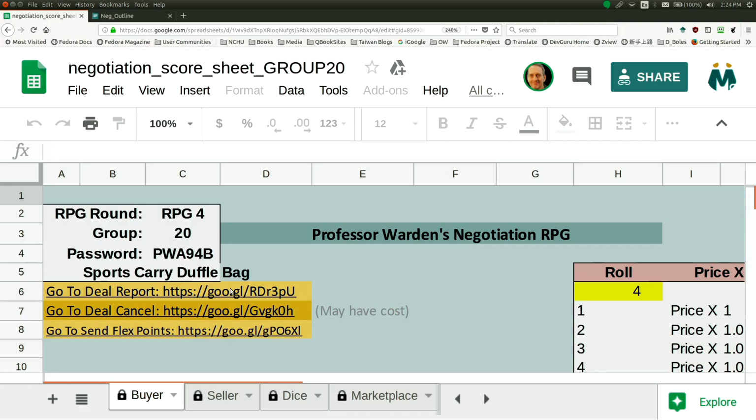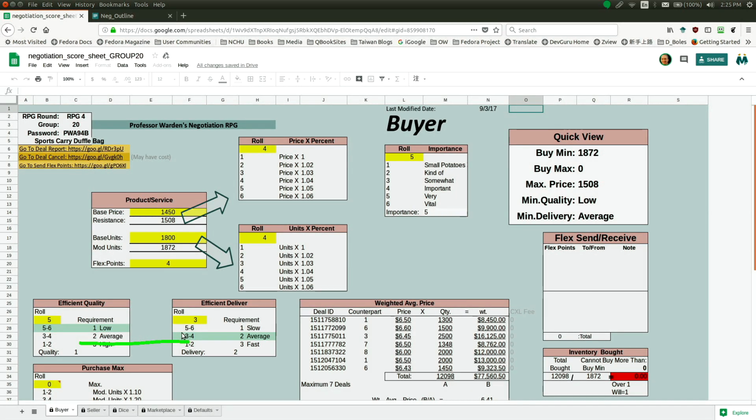So to use that, it's very similar to the cancel. You simply go up to the top of your game page, buyer or seller, and you look for this go to send flex points. Now, you need to remember that if you send flex points, you're going to lose those flex points. So you need to make sure you're not going to push your score into the negative, or go beyond what you expect, or hurt your score unexpectedly.